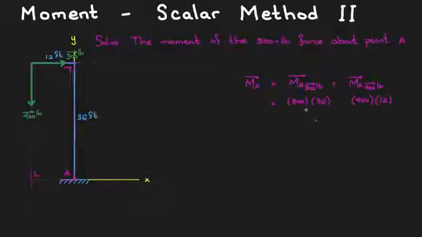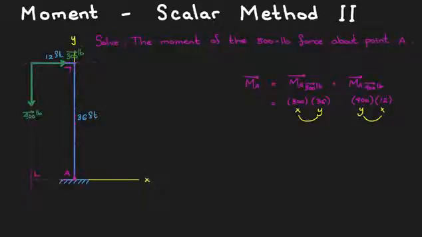300 is in the x direction, 36 is in the y direction, so therefore we're on the xy plane. 400 is along the y direction, 12 is along the x. Again, we're on the xy plane. I have established scalarly the moment about point A of these two components. Why don't we establish the sense of direction?